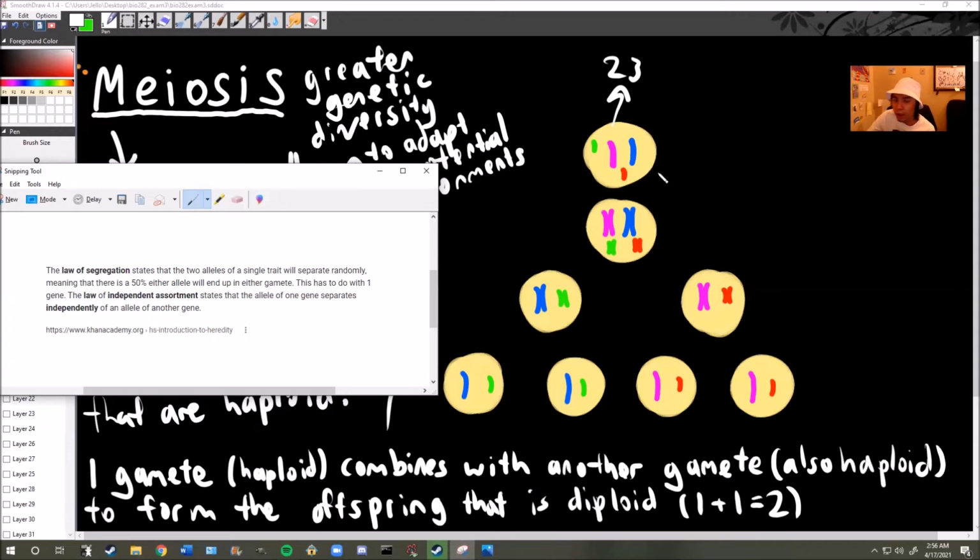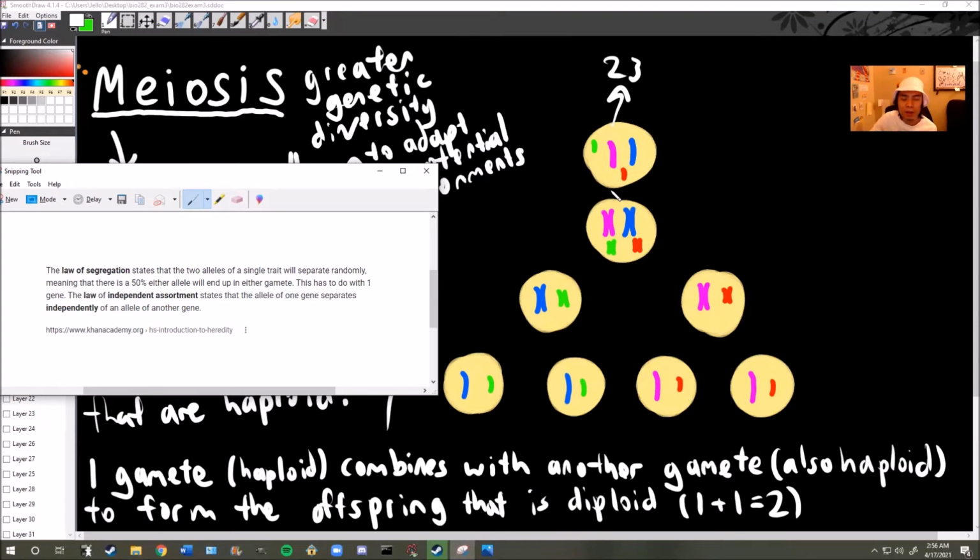And by randomly, it means they have the same chance of entering the gamete. So this had a 50% chance, this one had a 50% chance of being in the gamete. So 50% of the gametes will have the allele. I was just trying to say that I did not explain it well, because I did not.